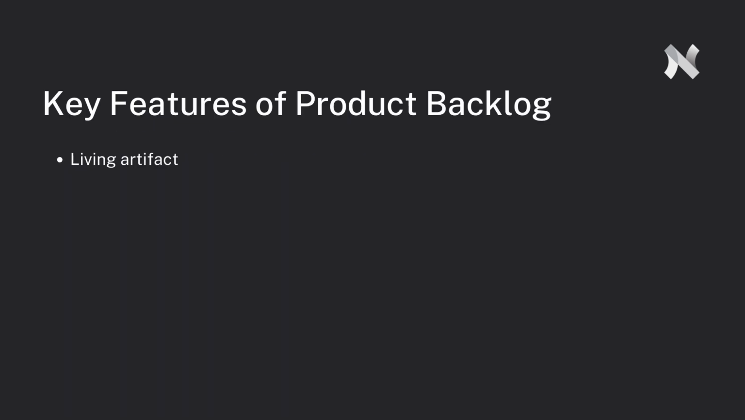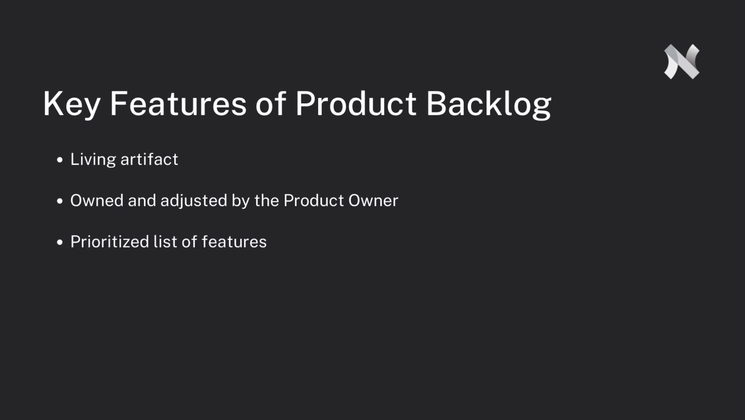First, the product backlog is a living artifact, meaning that items are added to the backlog at any time. The product backlog evolves throughout the whole life cycle of the project and serves as a central guide for the team to know what to work on next. Second, the product backlog is owned and adjusted by the product owner. And finally, the product backlog is always a prioritized list of features.